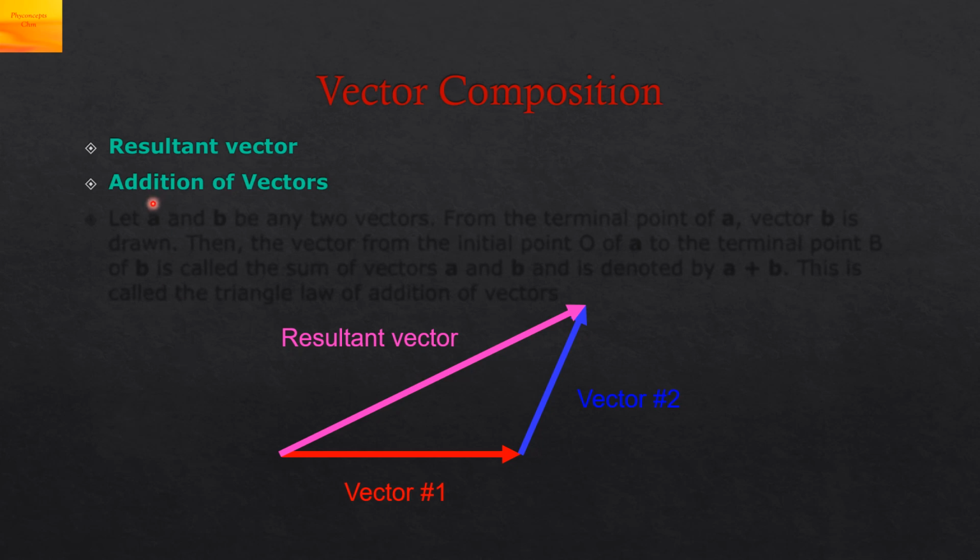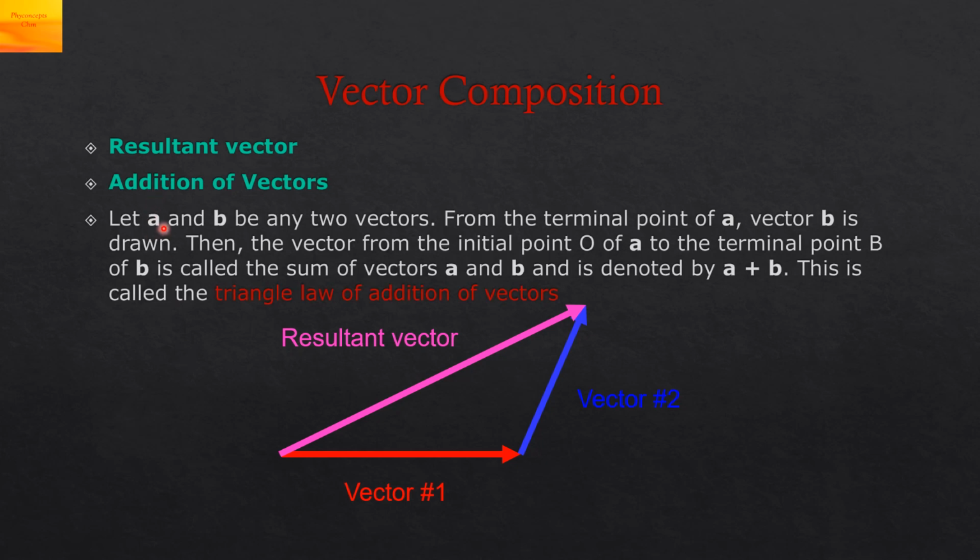Resultant vector or addition of vectors. Let A and B be any two vectors. From the terminal point of A, vector B is drawn. Then the vector from the initial point O of A to the terminal point B of B is called the sum of the vectors A and B. We can call it a resultant of the vectors A and B. So this is vector 1 and vector 2. Then this is the resultant vector joining the initial point and the end point. This is also called the triangle law of addition of vectors.